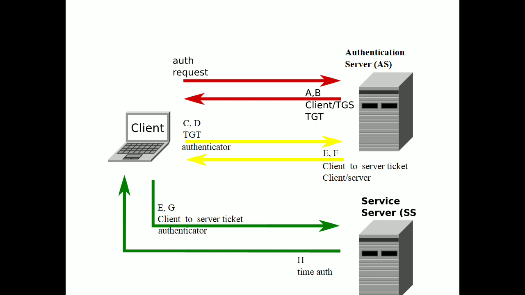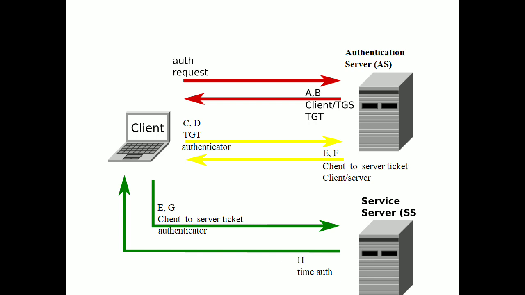Now basically there are three entities which are involved in the Kerberos protocol. The first entity is the client or the user, the second one is the key distribution center or KDC, and the third one is the service server where the resource is hosted.